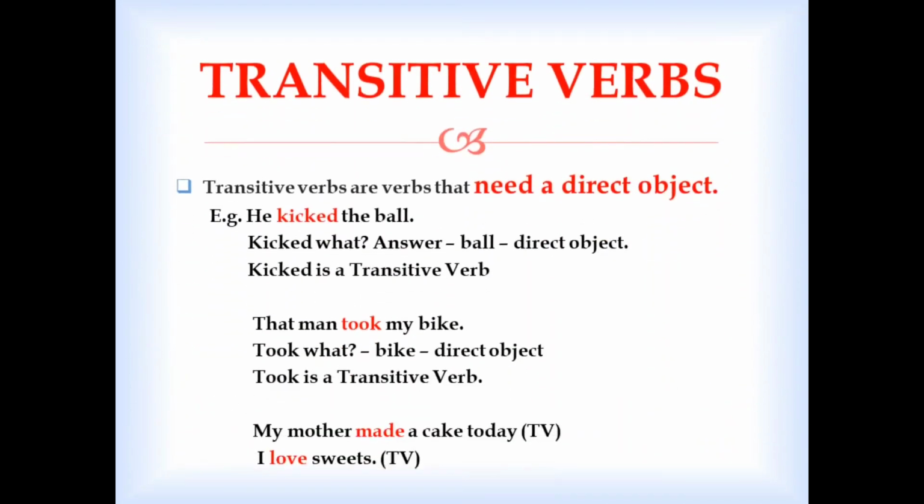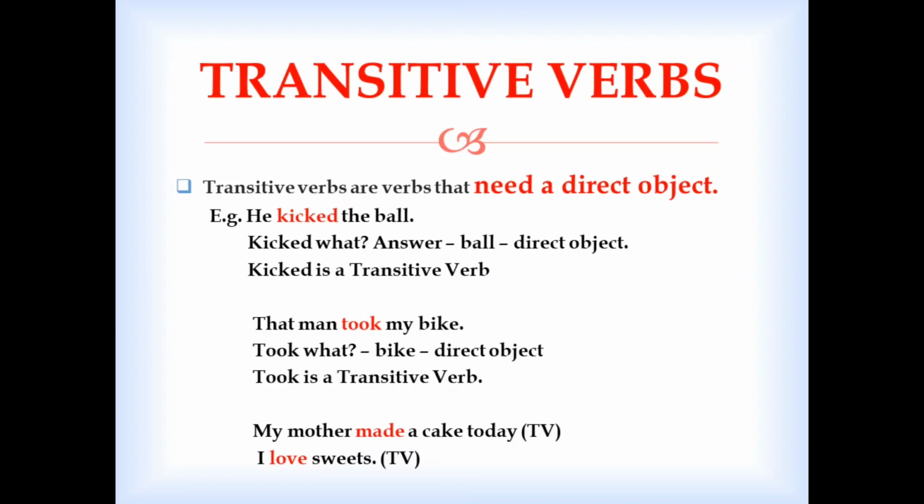What are transitive verbs? Transitive verbs are verbs that need a direct object. For example, he kicked the ball. He kicked what? The answer is ball. Ball is the direct object and kicked is a transitive verb. That man took my bike. That man took what? Answer is bike. Bike is the direct object and took is a transitive verb.